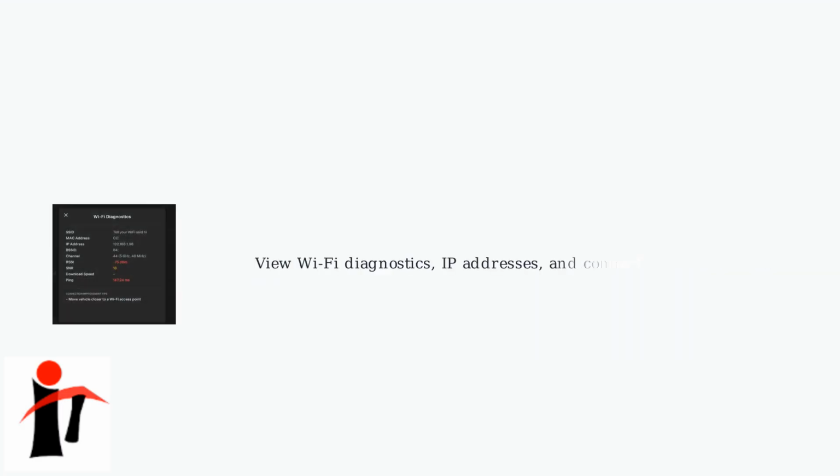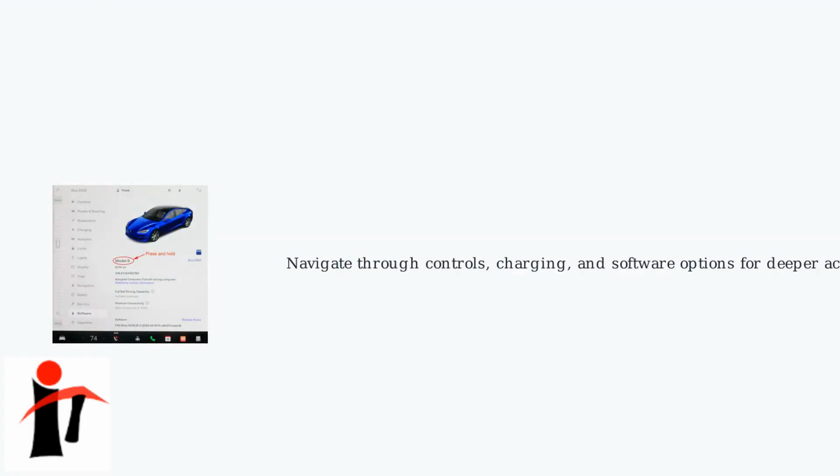In diagnostic mode, you can view detailed Wi-Fi diagnostics, including SSID, IP addresses, and connection improvement tips. This helps troubleshoot network issues affecting app connectivity. You can also access Vehicle Diagnostics Overview, including Sentry Mode event reports and general system health checks. Navigate through various controls, charging settings, and software options to access diagnostic features.